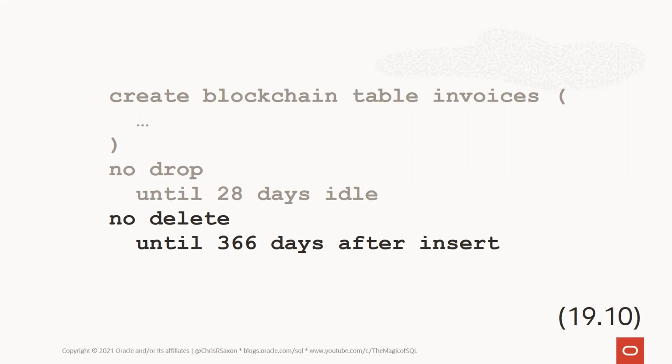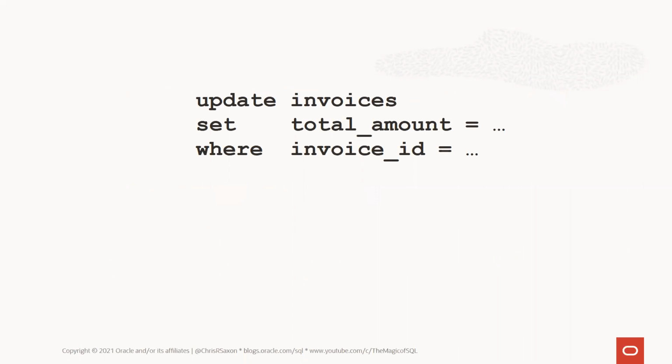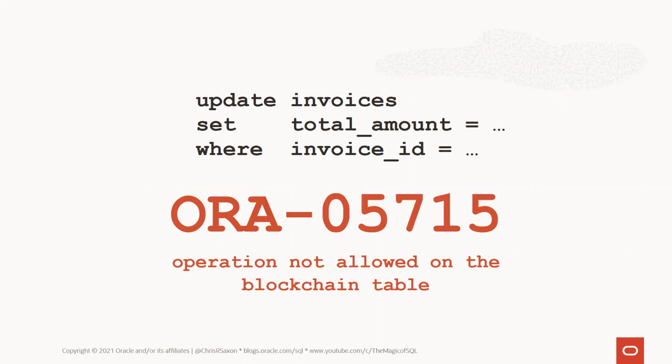The drop clause applies to any insert. Finally, there's just a hashing clause, and that specifies the algorithm that the database uses for creating the blockchain. So we've specified those clauses, and we've defined how and when we can drop or delete, or whether we can do it. But whatever you set those to, whenever you try and update a row, you will get an error.